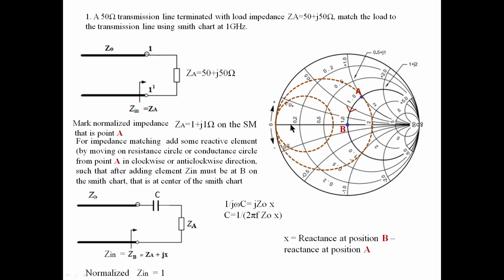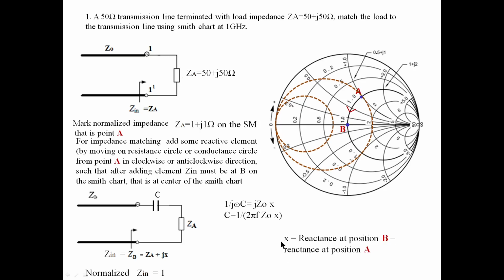You take the final value, zero reactance here, along the horizontal line. What is the initial value? This is the initial value, +1. Okay, subtract this +1 from B, which is 0, and we will get -1. The reactance at position A is +1, so it is minus here. Okay, -1 we will be getting.